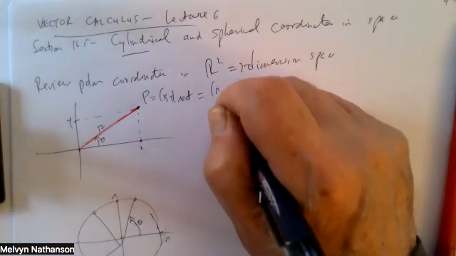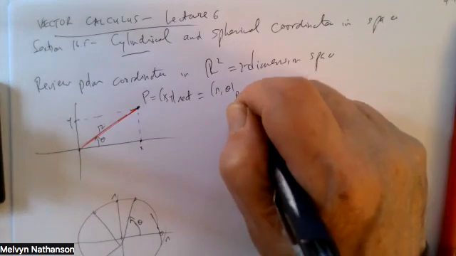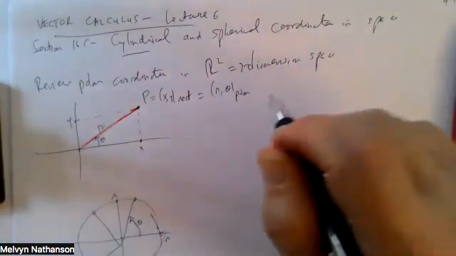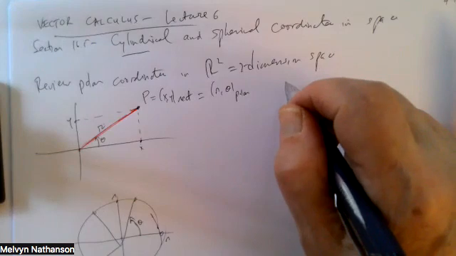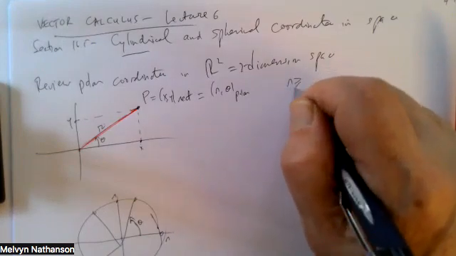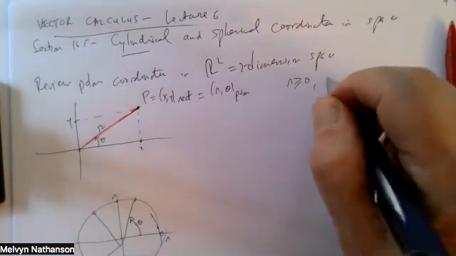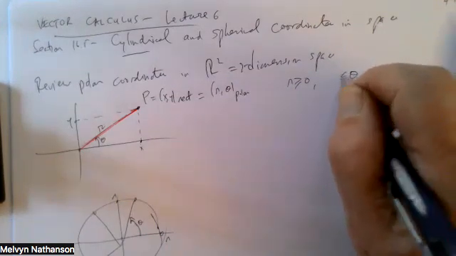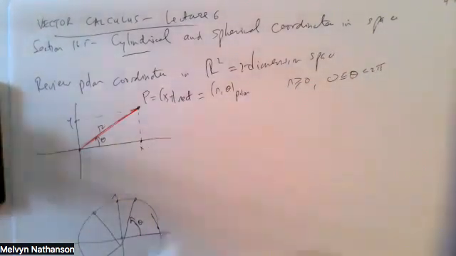So the polar coordinates are r and theta. Those are the polar coordinates. And usually in standard form, you take r to be greater than or equal to 0 and theta to be an angle between 0 and 2 pi.